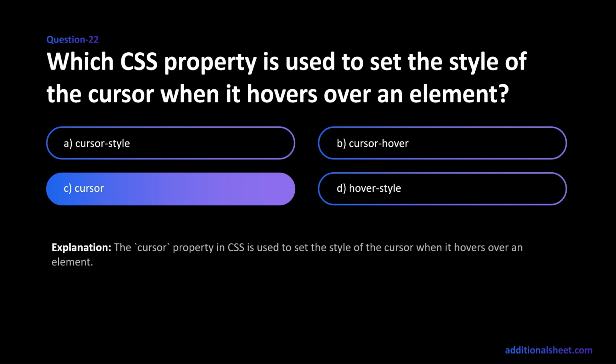Correct answer is option C. The cursor property in CSS is used to set the style of the cursor when it hovers over an element.